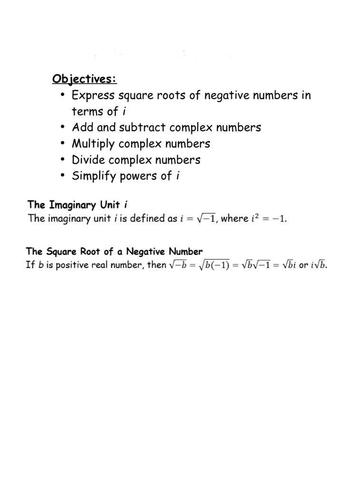Some of our objectives: express square roots of negative numbers in terms of i, add and subtract complex numbers, multiply complex numbers, divide complex numbers, simplify powers of i. The imaginary unit i, again, is defined as i equals the square root of -1, where i squared equals -1. Because if we square the square root of -1, we take away the square root, so just think about that. The square root of a negative number: if b is a positive real number, then the square root of -b, which is b times -1, equals the square root of b times the square root of -1, which is i square root of b.